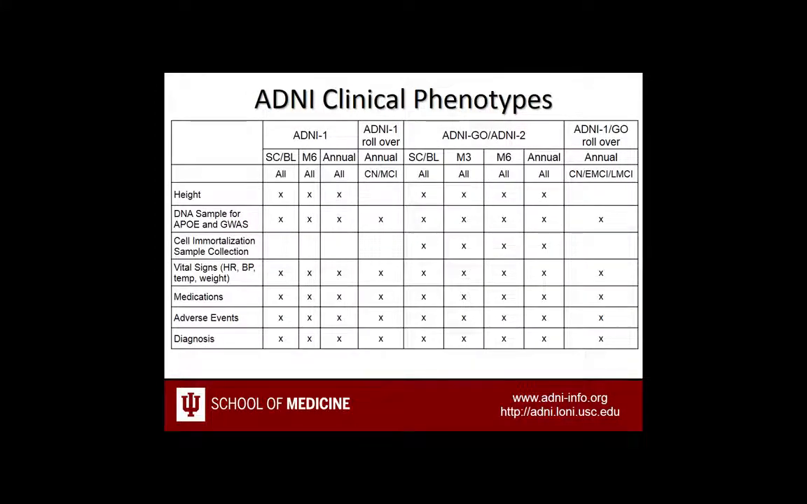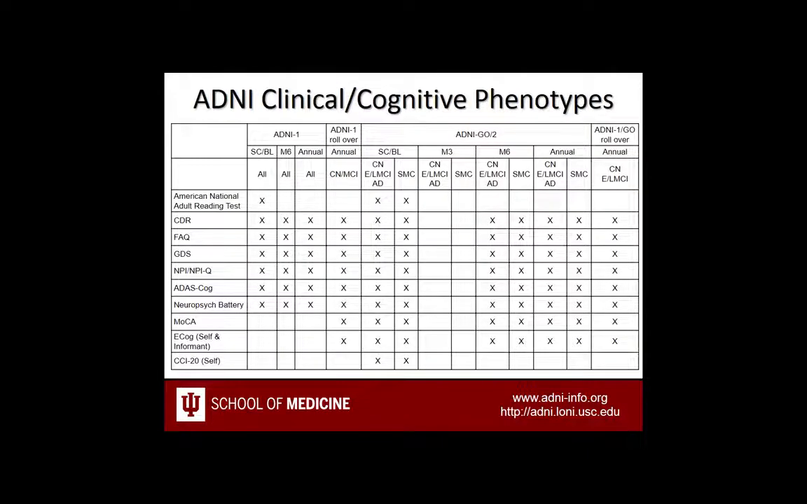So at the screening visits, and then there are follow-up visits, starting every 6 months for ADNI 1. For ADNI Go and 2, they actually threw in a 3-month window for a follow-up visit, and then it's annually after that. So every year, people come back in and get some combination of testing. So the cognitive phenotypes.